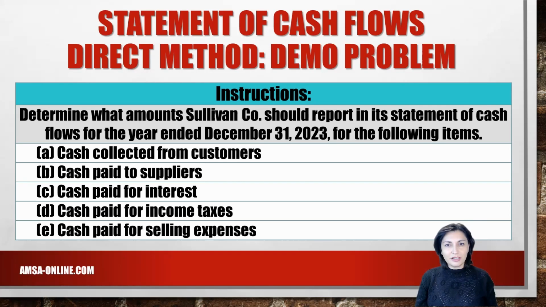Determine what amounts Sullivan Corporation should report in its statements of cash flows for the year ended December 31st, 2023 for the following items: cash collected from customers, cash paid to suppliers, cash paid for interest, cash paid for income taxes, and cash paid for selling expenses. In this video, we're going to determine the amount of cash collected from customers. I will go over the rest of the items in separate videos.